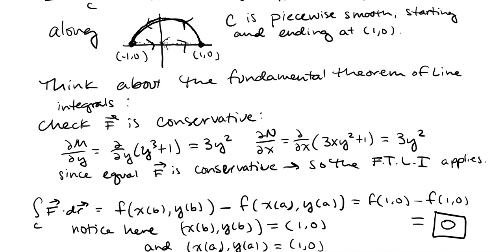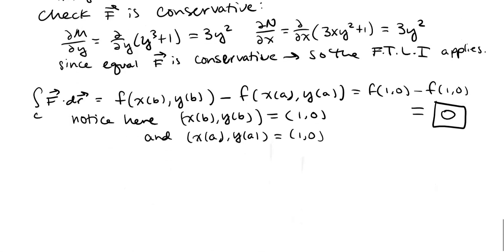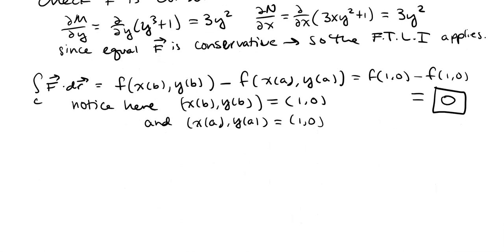Whereas the other way to see it is from this fundamental theorem of line integrals. We're literally going to plug in the same point as my initial point and terminal point. So therefore, no matter what that potential function is, we're just going to end up canceling out to a 0. So this gives us a really important theorem that we can write down. That's a very useful theorem.